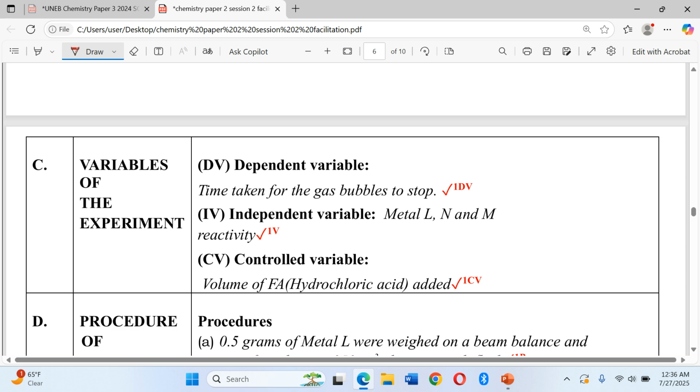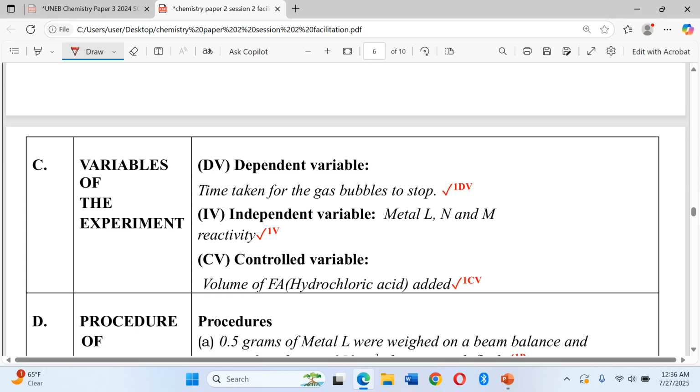So if you're using 50 cubic centimeters, then you add the metal N. Of course, even the mass of the metals that you're going to use should be kept constant.